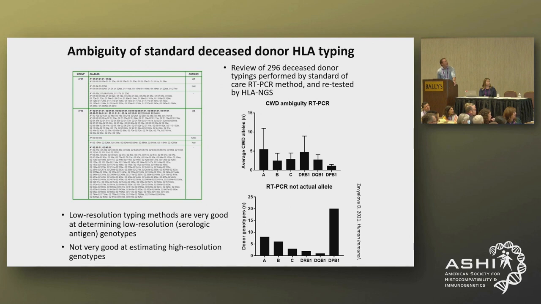So on average, at every locus, there are between 3 and 5 common well-documented alleles suggested as potential genotypes within the same serologic group. When we review, we actually see that in a small number of cases, the actual allele confirmed by next-generation high-resolution typing is not included in the allele string at all. So it's important to remember that low resolution gives you an idea, but it's not giving you the right answer, and the right answer may not even be included anywhere in that allele string.